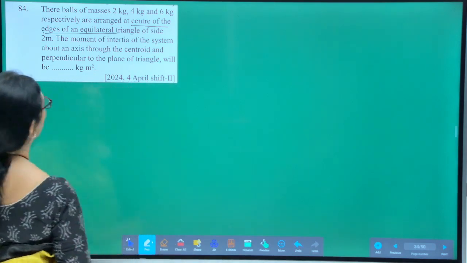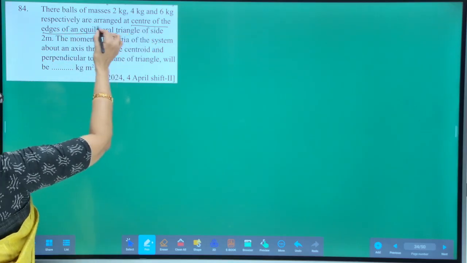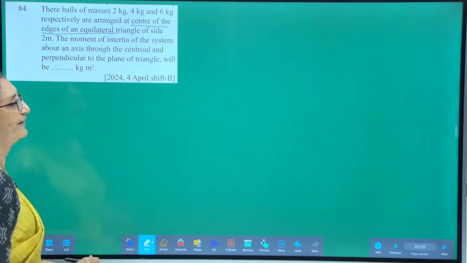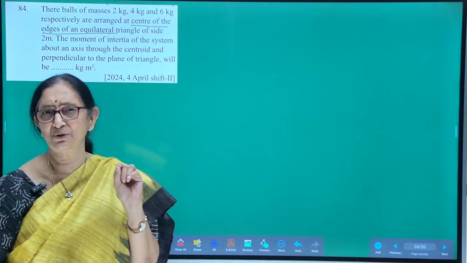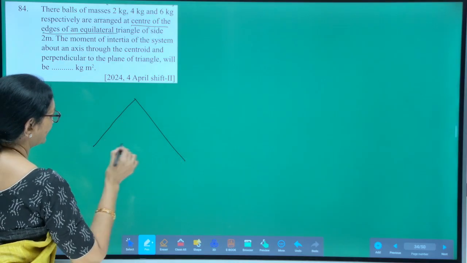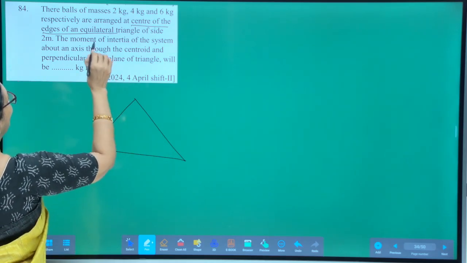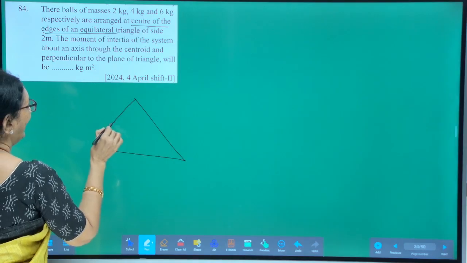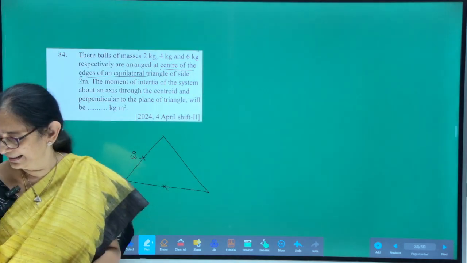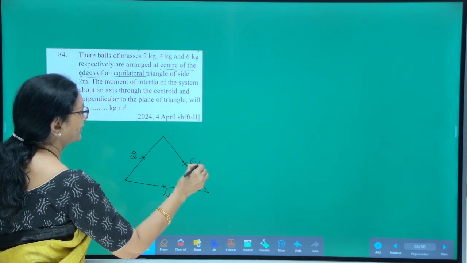Look into this fourth problem. 3 balls of masses 2 kg, 4 kg, 6 kg are arranged at the centers of the edges of an equilateral triangle. That is a very, very important word. This is an equilateral triangle. The 3 particles of masses 2, 4, 6 are arranged at the centers of the edges. So, 2 kg is arranged here, and then 4 kg is arranged here, and 6 kg is arranged here.